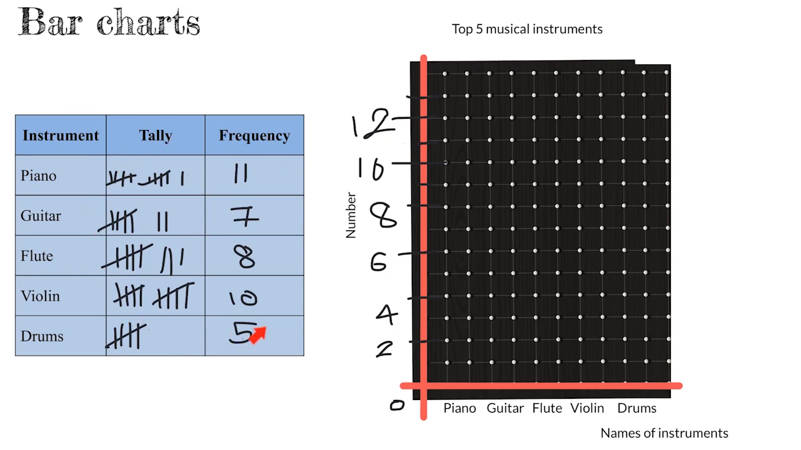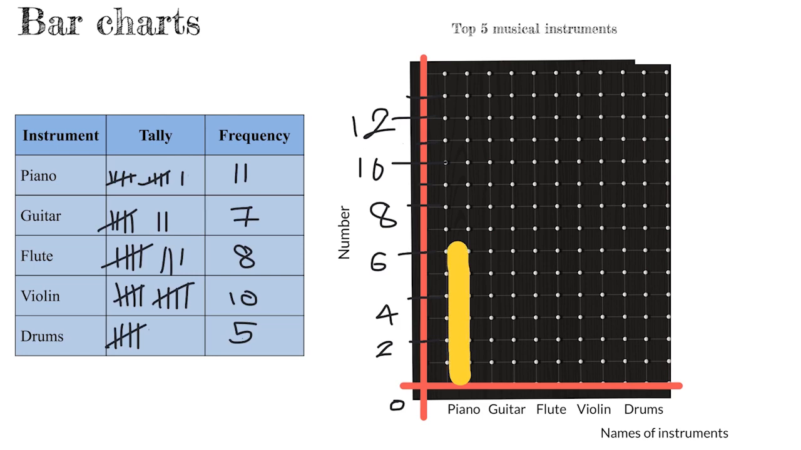So, looking at our tally chart, how many people played piano? We have 11 people. So, we're going to record 11 on our bar chart. Now, how do we find 11? 11 is between 10 and 12. So, let's draw our bar reaching all the way up until 11, and we stop at 11.